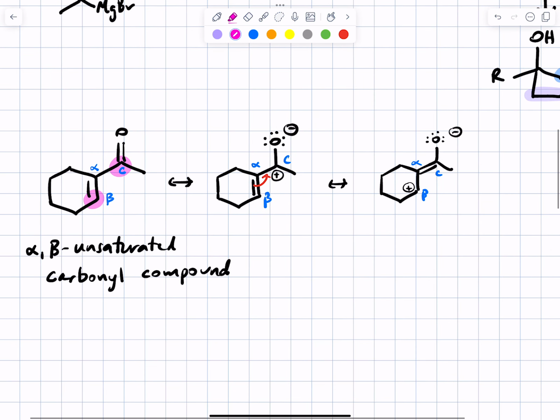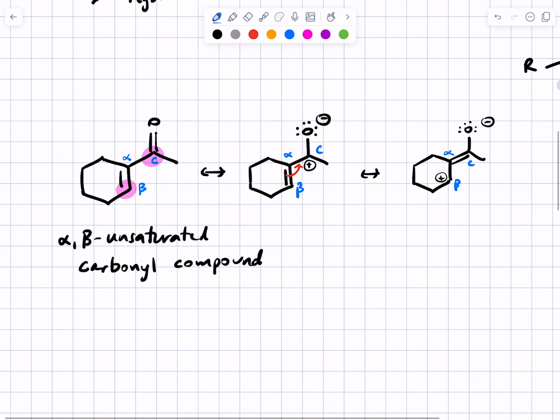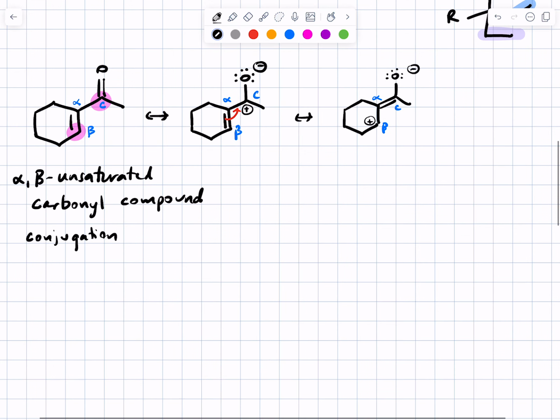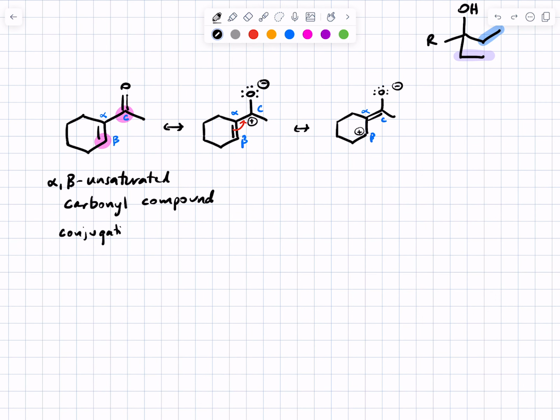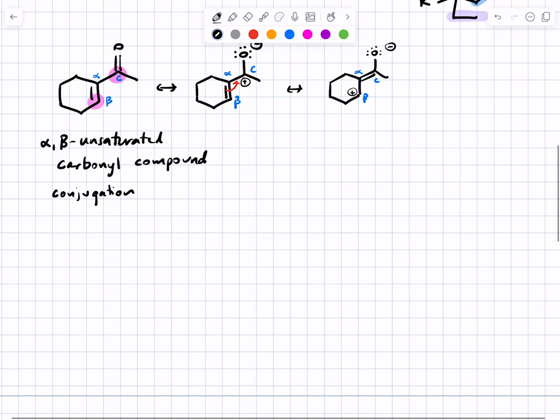In any case, what that means is a nucleophile that's going to react with an alpha beta unsaturated carbonyl compound, an example of a conjugated molecule, has to choose where to attack, at the alpha carbon or at the beta carbon. I'm sorry, at the carbonyl carbon or at the beta carbon. So that's where the difference between organolithiums and Grignards and cuprates comes in.